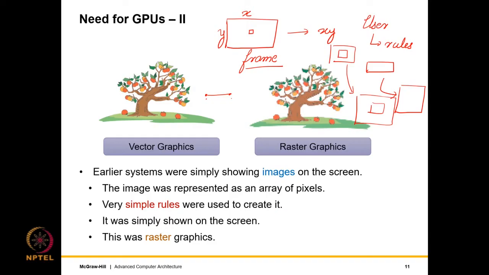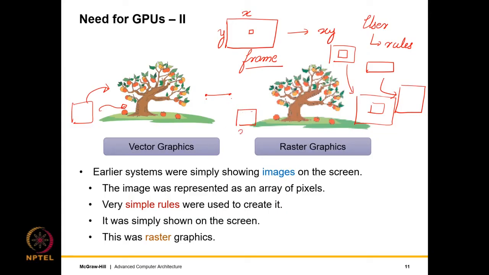So when such a rule-based system is used, as you can see over here, where a rule-based system has been used to create this tree full of fruits, the image was much smaller, right? Maybe the image was this size, but when I expanded it, it became this size. But it still looks like a good image. It's not blurry. In comparison, I took another image where only the pixels were stored.